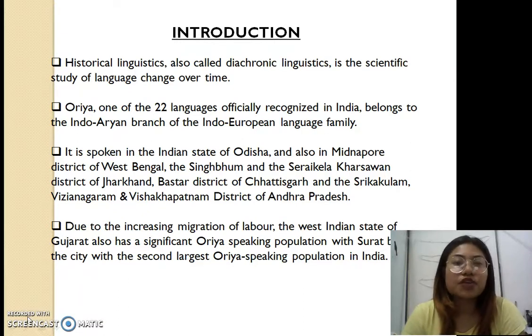Now, I would like to give a short description of the Odia language. Odia is one of the 22 languages officially recognized in India, which belongs to the Indo-Aryan branch of the Indo-European language family. It is spoken in the Indian state of Orissa and also in Midnapur district of West Bengal, the Singhbhum and the Seraikala Kharsavan district of Jharkhand, Bastar district of Chhattisgarh, and the Srikakulam, Vizianagaram, and Vishakhapatnam district of Andhra Pradesh. It is also spoken in the state of Gujarat due to the increasing migration of labor, and Surat has become the city with the second largest Odia population in India.